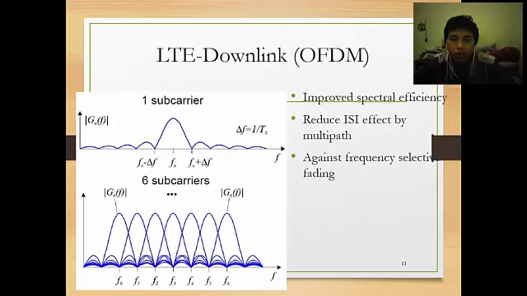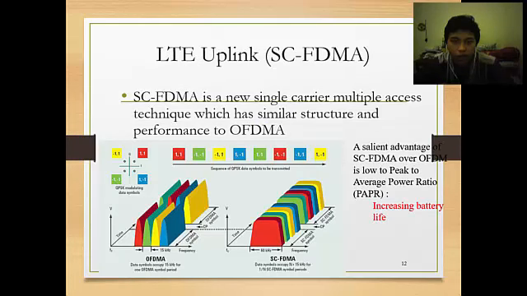LTE downlink, or OFDM, has improved spectral efficiency, reduces the ISI effect from multipath, and works against frequency selective fading. This is like the picture of OFDM with 1 subcarrier and 6 subcarriers. LTE uplink, or SC-FDMA. SC-FDMA is a new single carrier multiple access technique which has similar structure and performance to OFDMA.